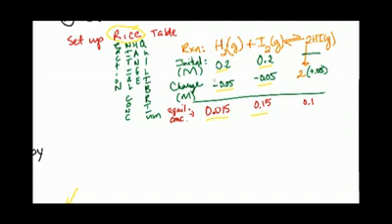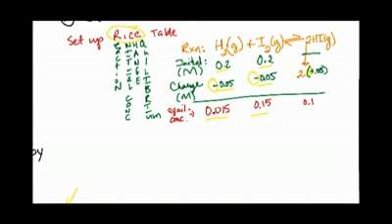Now, a couple things to note. One, the change is always a minus for the reactants. We're taking away from the reactants and we're adding on the products. Also, if there's a coefficient in your chemical equation, there should be a coefficient in your change. Okay? And then all you do after that is plug that into your Kc.